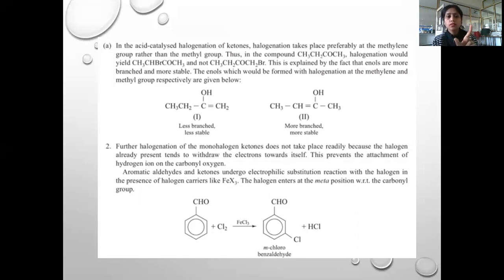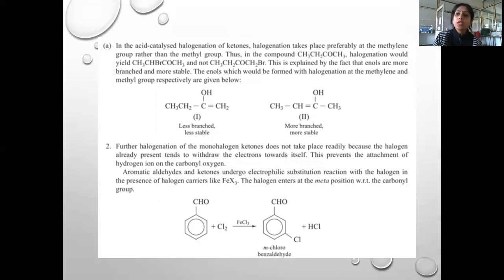But in the case of a ketone where one group is methyl and the other is an ethyl group, you would wonder whether the H plus will go from the CH3 group or the CH2 group. Here it is found experimentally that what we obtain is the more branched product. Why? Because the enols that are more branched are more stable, and the product obtained from this reaction is a more stable product. We know that the more stable the product, the faster it is formed.